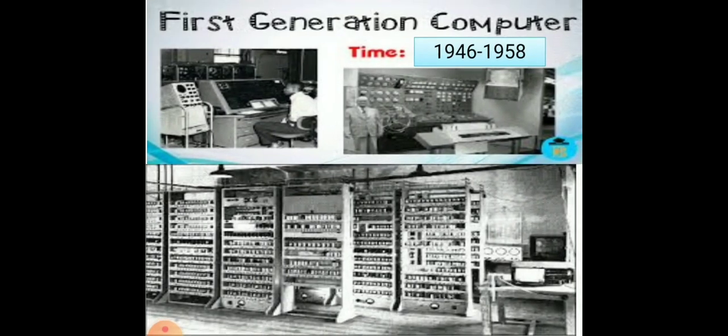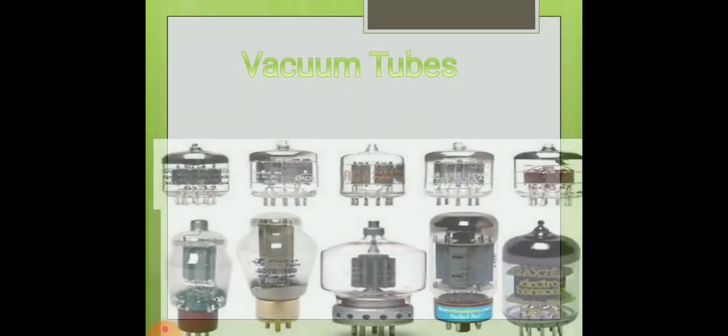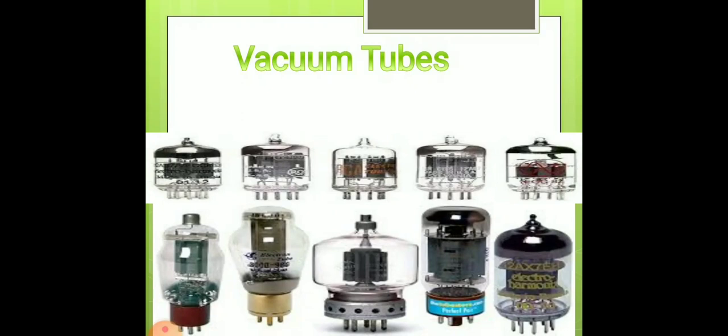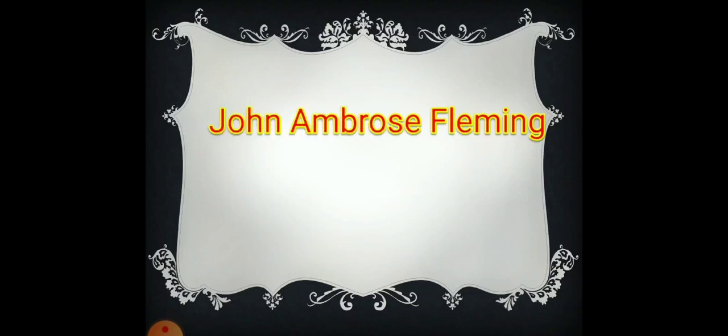Now the first generation of computers. You all remember the period of the first generation is 1946 to 1958 and the basic computing element was vacuum tubes. You all can identify vacuum tubes easily now. They are small tubes which allow current to flow through the vacuum, and this was the device which made possible the development of radio, radar and many other electronic devices. The technology development at that time started with the vacuum tubes. And who invented this? John Ambrose Fleming was the inventor of the vacuum tube, and it was first demonstrated in the year 1904.